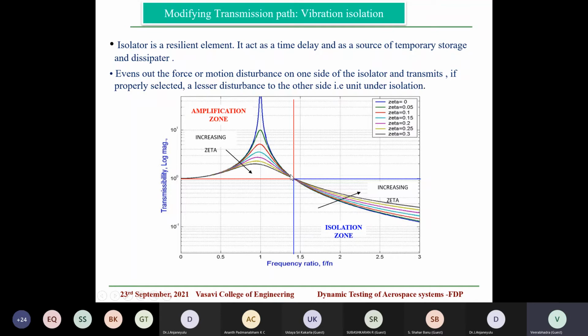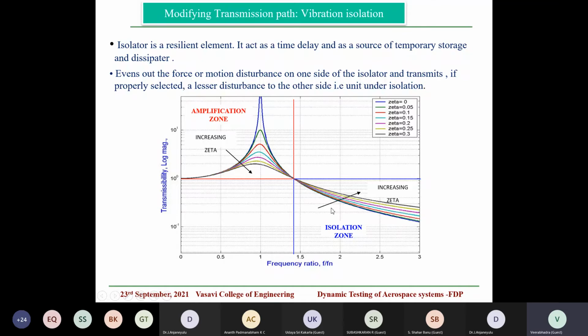So the zone of isolation should be beyond root 2 times the natural frequency, and so this should be the isolation zone. For a typical transmissibility curve versus frequency I am showing here, this will be the amplification zone, and we should use the isolation zone of the isolator in this period.